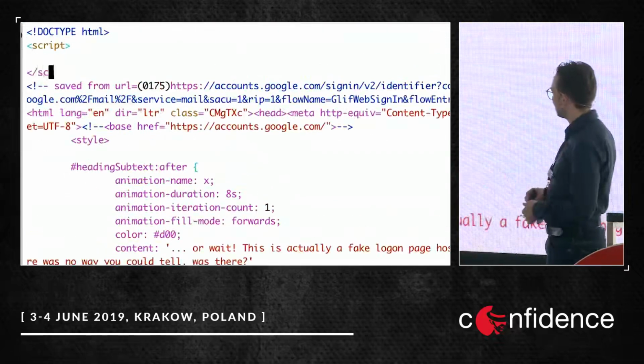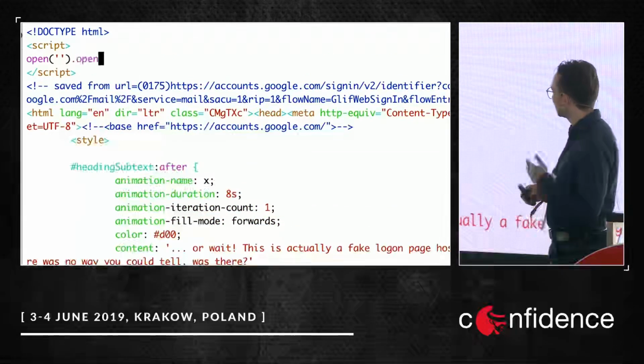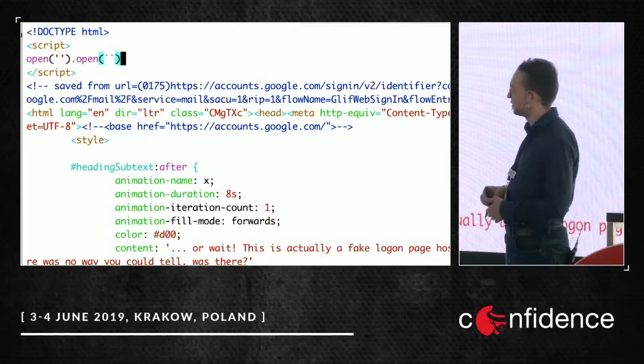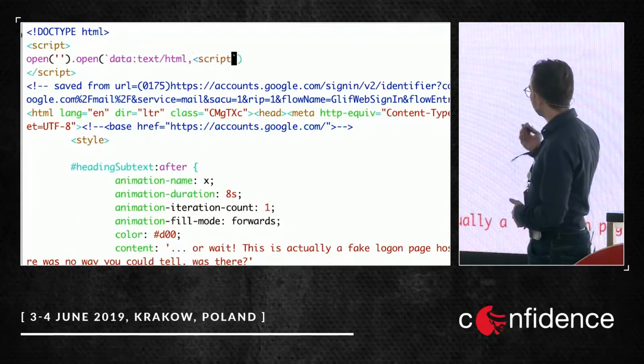So I'm going to add some script. I need to open the about blank window, which also works if I pass an empty string as the script. And then I'm going to do the second open.